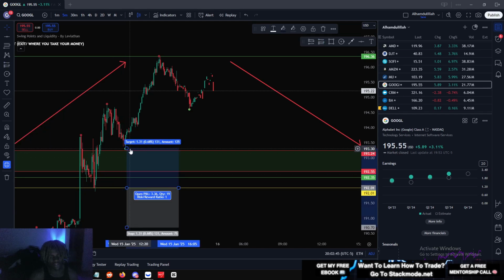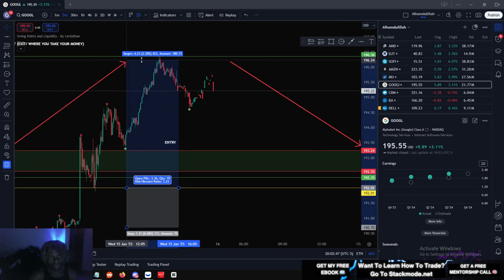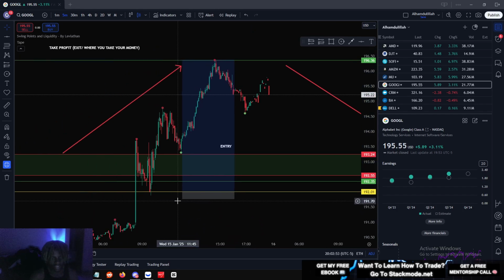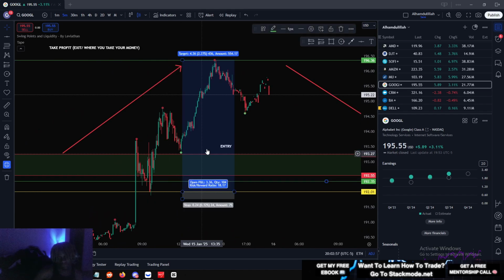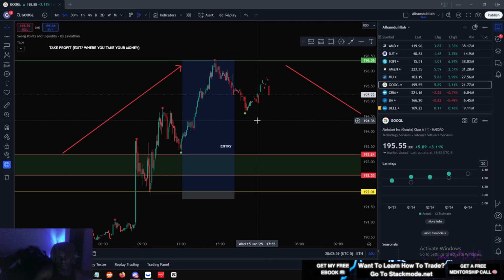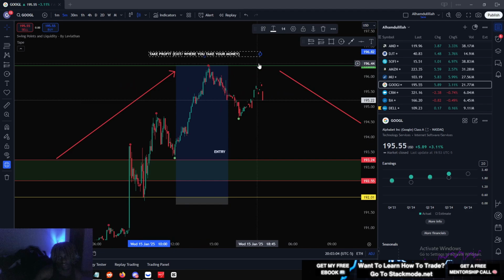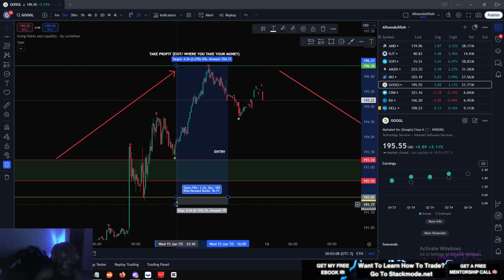Let's say you did enter right here, right? Boom, take profit. Where's here? Let's just say hypothetically. Boom, stop loss here. Okay, catch the break and retest. Boom. All right, after you catch the break and retest, take profit all the way up here. So this would have been a 1 to 18, really.